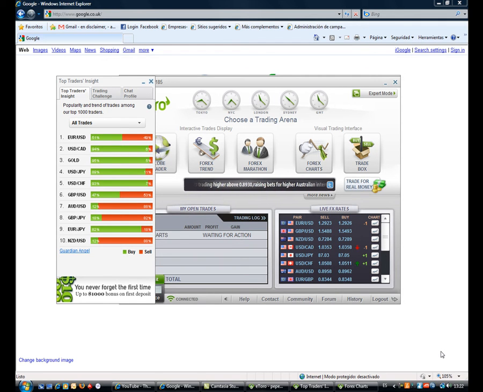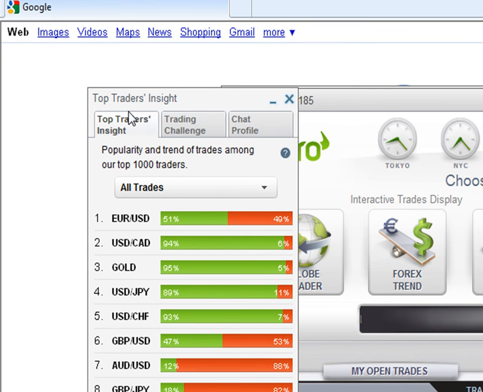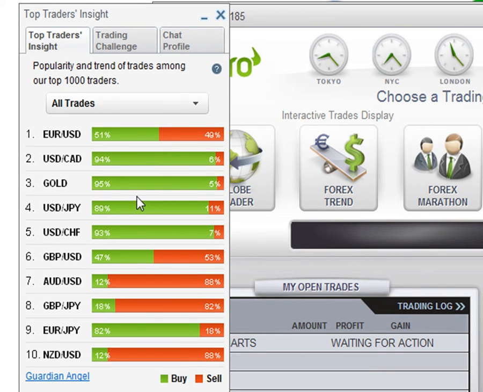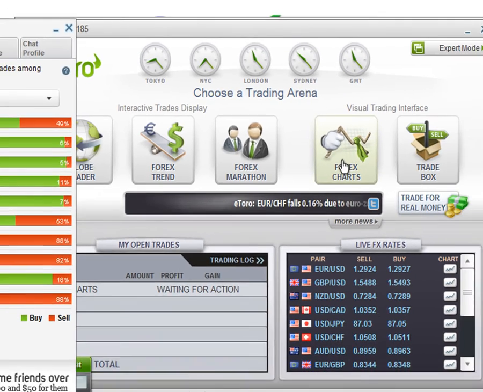In this video, we're going to talk about how you can place trades using the eToro Forex platform. It's a very easy and simple process. In addition, you're going to learn how to use all these great features and tools, such as the top traders insight, that will allow you to gain the extra edge you need in order to become successful in Forex. To get started, you're going to click on Forex charts.